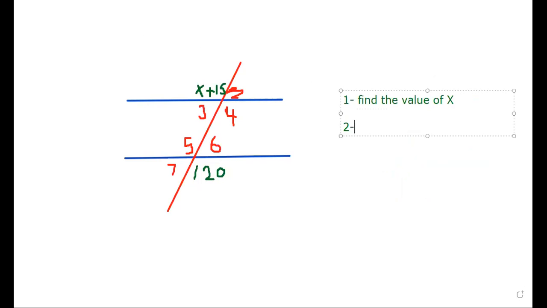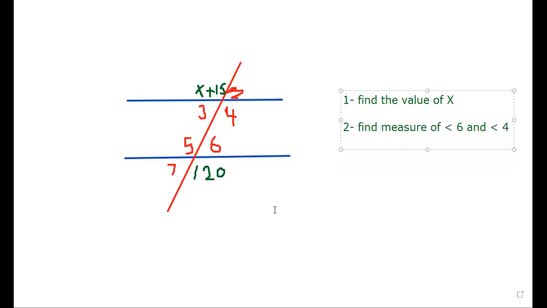Question number 2: find the measure of angle 6 and angle 4. Could you please tell me how we can solve this question? Find the value of x and then find the measure of angle 6 and angle 4. How can we solve this question?